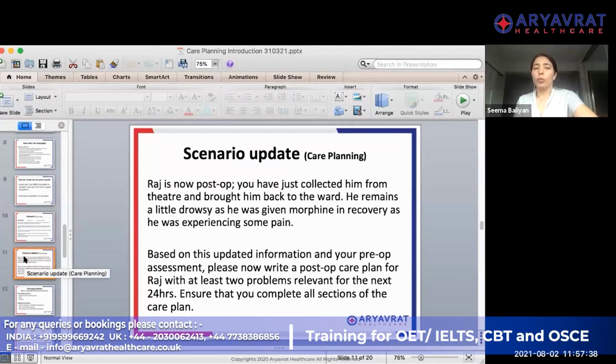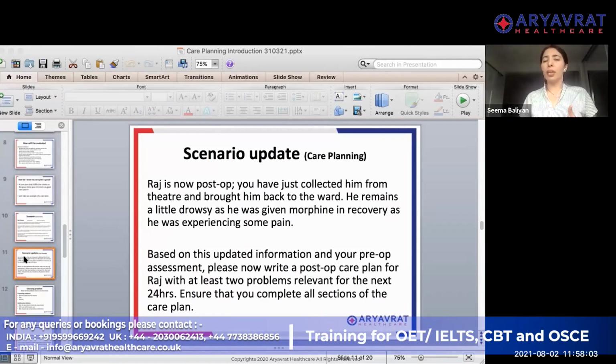So now the scenario update. When you go from assessment to care plan, they are going to give you an updated scenario for the care plan. In the assessment, as you know, Raj was waiting to have the surgery. Now Raj is post-operative. You have just collected him from theatre and brought him back to the ward.